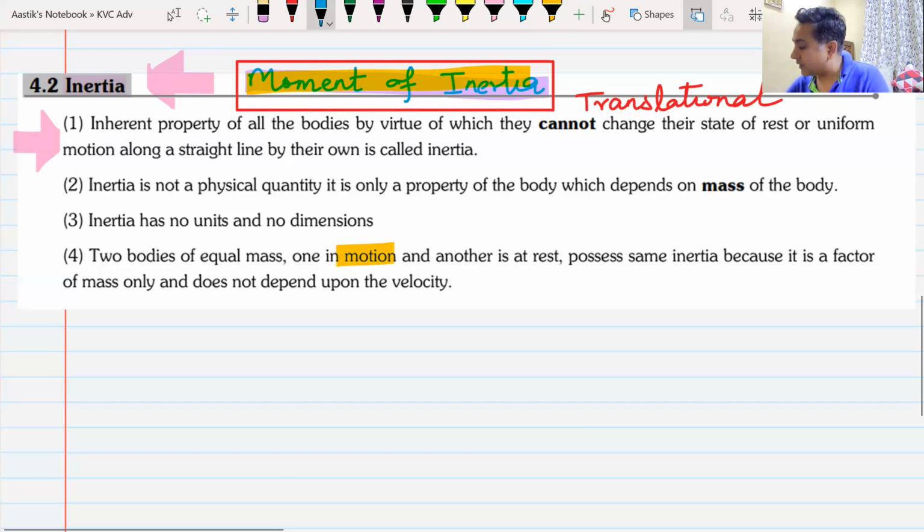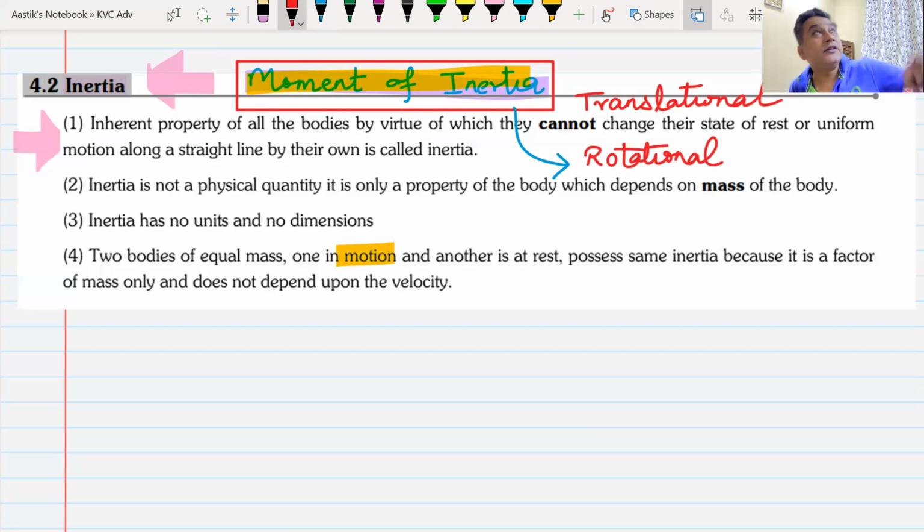this inertia is the property which resists any change in translational motion. There are two types of motion that you might have heard about. One is translational, the other rotational. So what is moment of inertia? It is a property of a body by virtue of which it resists any change in its rotational motion. For example, if this fan is switched off and I try to turn it, I am trying to start the rotational motion of this fan. It will resist any change in its rotational equilibrium. That property is known as moment of inertia.